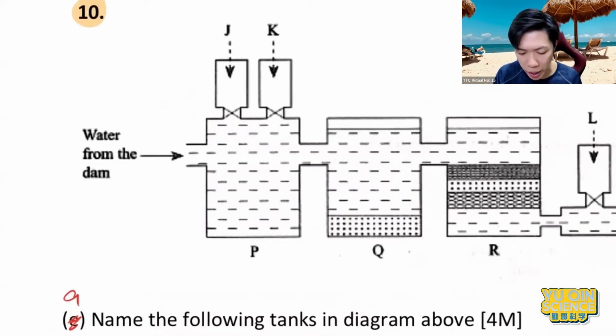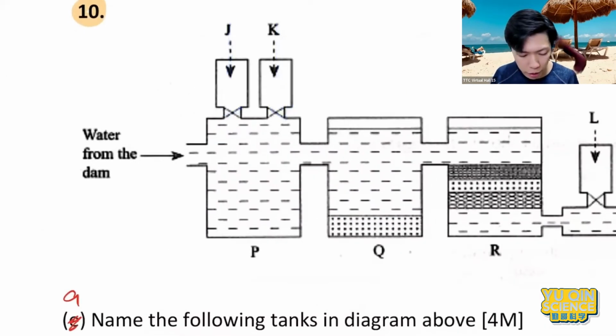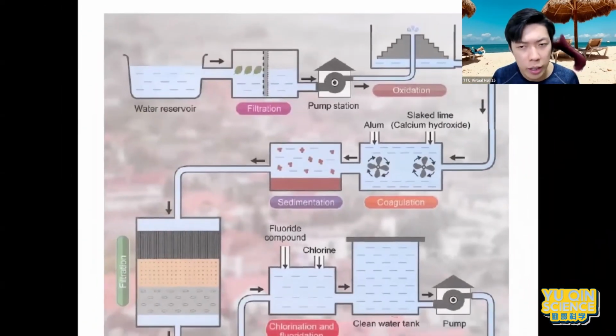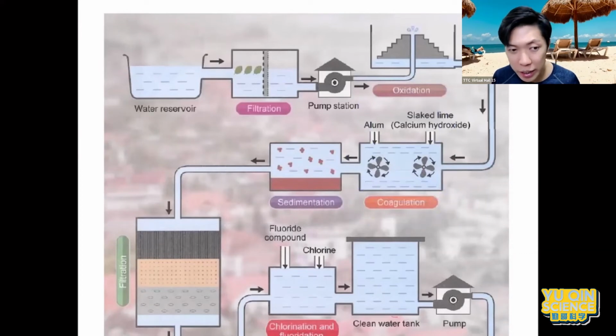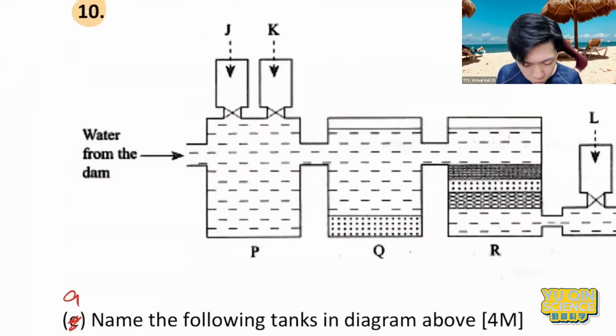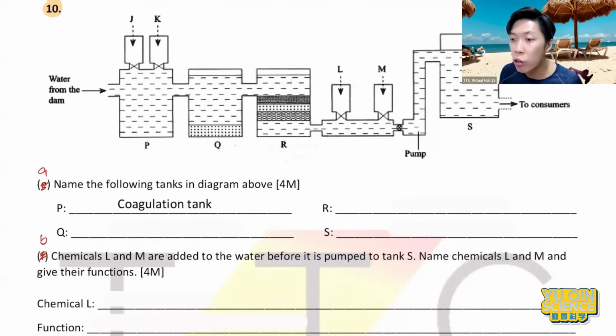There are two things you add into the tank. So any tank that has two things going in, there you go, correct. Slick line. That's the first tank where you have two things added in. The question starts off with coagulation. Okay, coagulation. You start with coagulation.